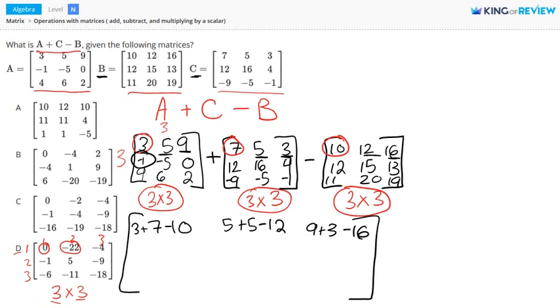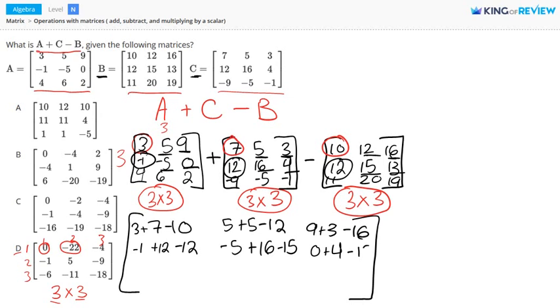We have -1, 12, and 12. So -1 plus 12 minus 12. The next entry is -5, 16, and 15. So -5 plus 16 minus 15. And then we have 0, 4, and 13. So 0 plus 4 minus 13.